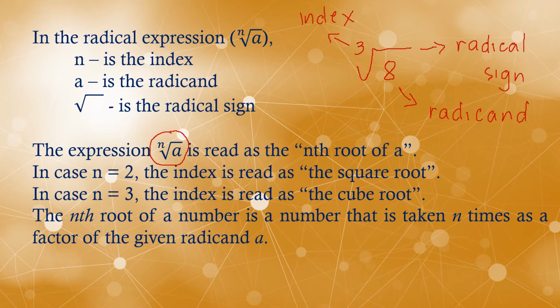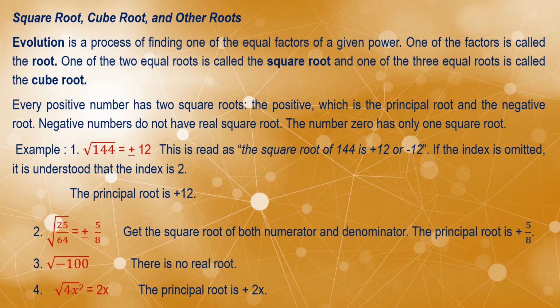The expression nth root of a is read as the nth root of a. In case n is equal to 2, the index is read as the square root. In case n is equal to 3, the index is read as the cube root. The nth root of a number is a number that is taken n times as a factor of the given radicand a. Square root, cube root, and other roots.